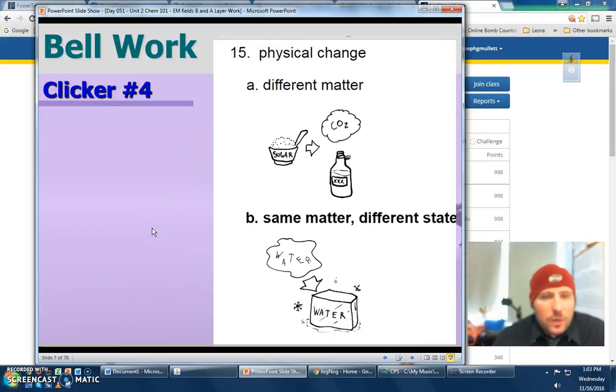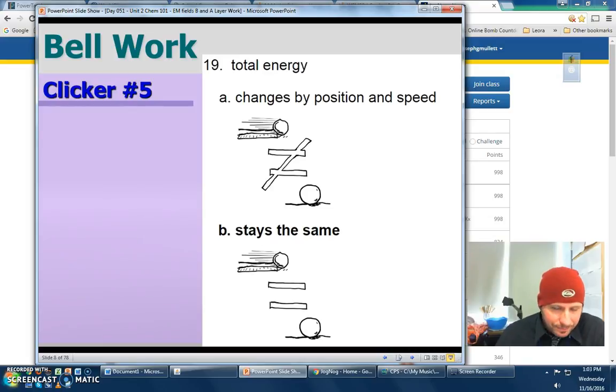All right. Your final question of the day, number 5. Total energy. A, changes by position and speed, or B, stays the same. I'm going to give you a hint. With this one here, it does have to do with conservation of mass, conservation of matter, conservation of energy. All these things are hints to help you understand this. So, guest teacher, please, 30-second pause.